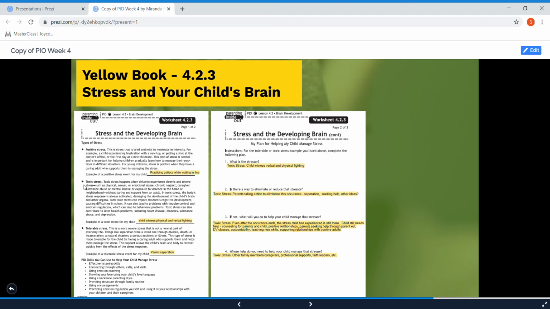So toxic stress happens when children experience chronic and severe stress, such as physical, sexual, or emotional abuse, chronic neglect, caregiver substance use or mental illness, or exposure to violence in the home or neighborhood, without caring and support from an adult. In toxic stress, the body's stress response is always activated, damaging the development of the child's brain and other organs. Such toxic stress can impact children's cognitive development, causing difficulties in school.